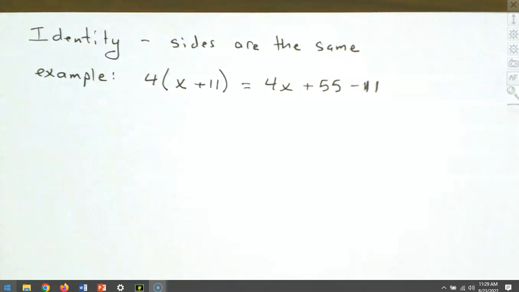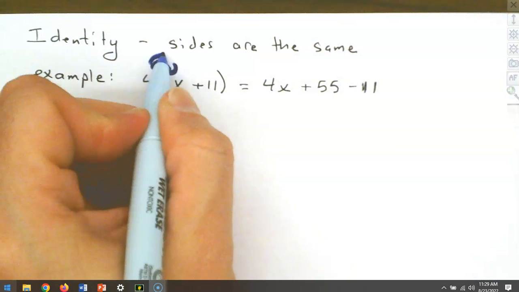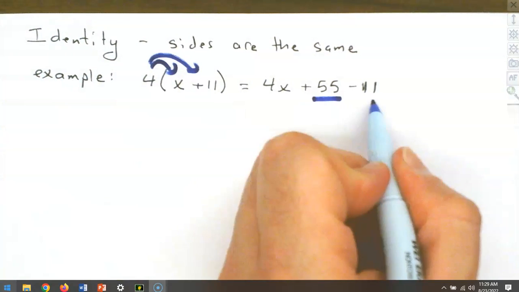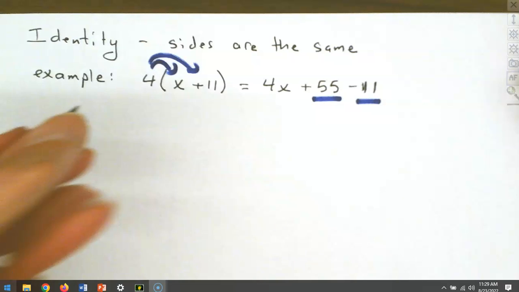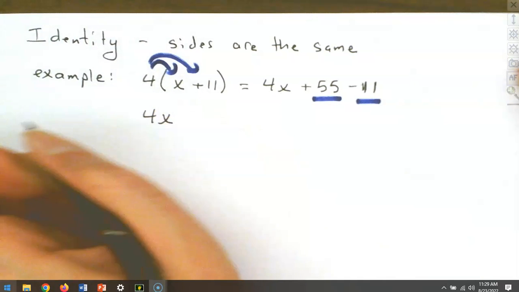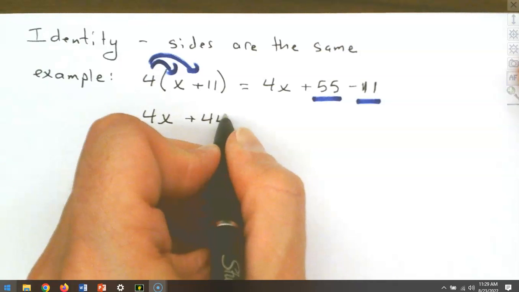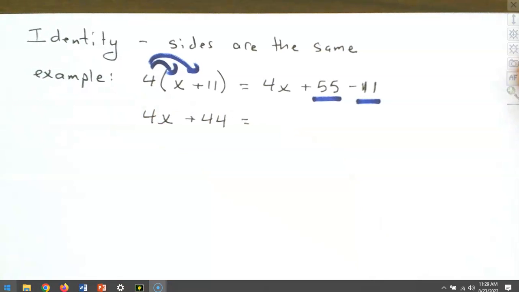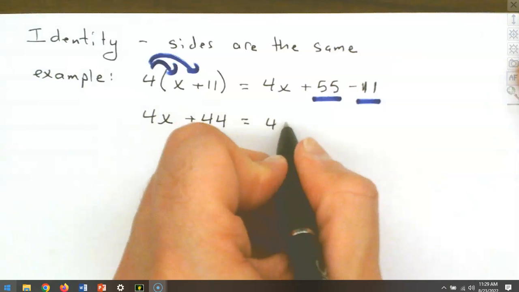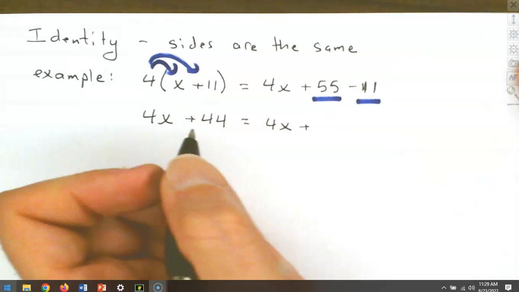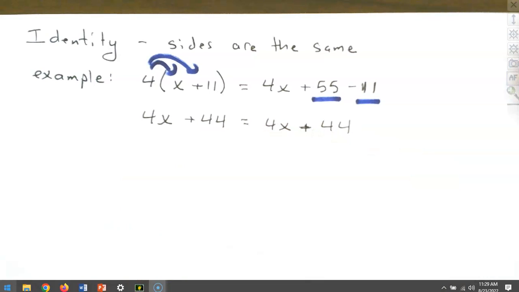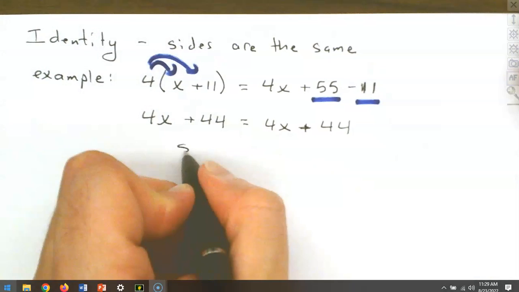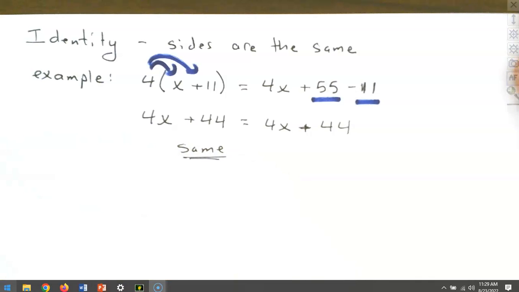So we're going to go ahead and distribute that 4 through. And then the 55 and the minus 11 can also be combined together. So we'll distribute that 4 through, and that's going to give me 4x plus 44 on the left-hand side, and the right-hand side is 4x, right? And 55 minus 11, well, that makes it a 44. And now what do you notice? We don't have to do anything else, because once they are the same, this is an identity.